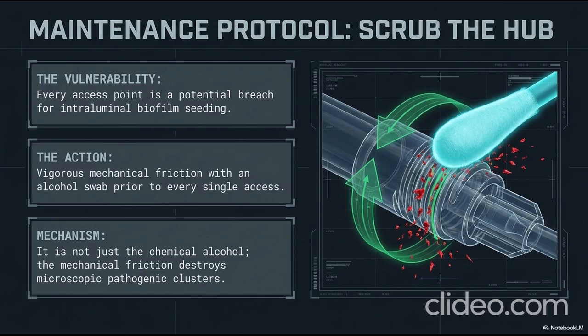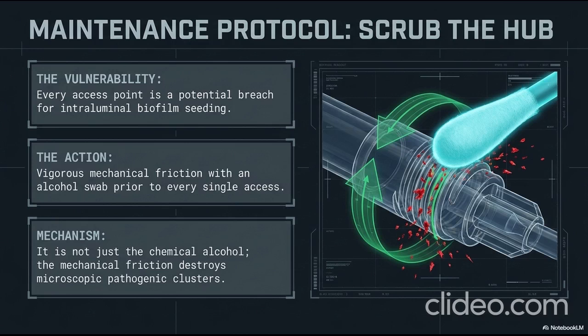Slide 10. Scrub the hub. Every access point is a potential breach for intraluminal biofilm seeding. The defense action is vigorous mechanical friction with an alcohol swab prior to every single access. It is the mechanical friction, not just the chemical alcohol, that destroys microscopic pathogenic clusters.